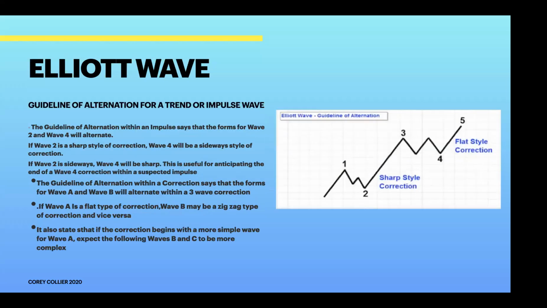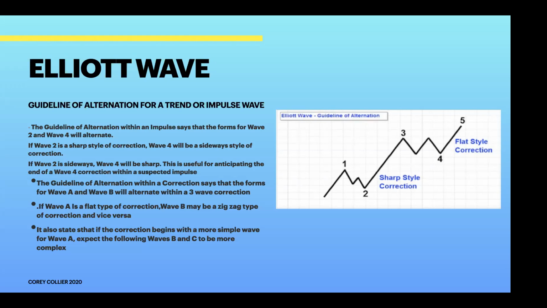The guideline of alternation for a trend or an impulse, right? I touched on this earlier. The guideline of alternation within an impulse says that the forms for wave 2 and 4 will alternate. If wave 2 is a sharp style of correction, then wave 4 is going to be more of a sideways or a consolidation. If wave 2 is sideways or a consolidation, then wave 4 is going to be the sharp or the deeper type of retracement. Now, this is useful for anticipating the end of a wave 4 correction within a suspected impulse. So that way you can understand wave 5 is coming up, it's going to enter a nice retrace.